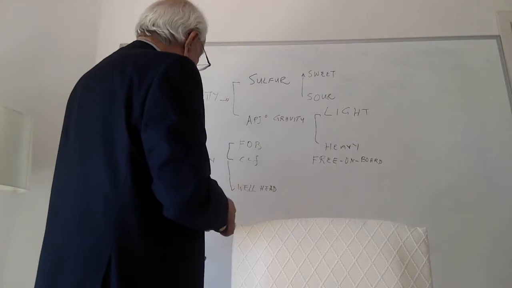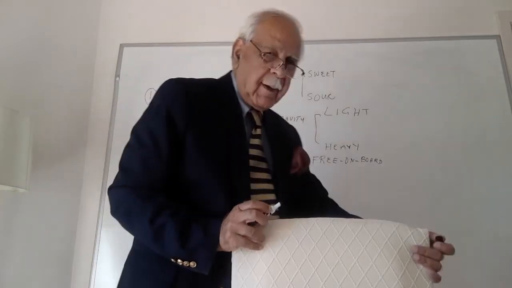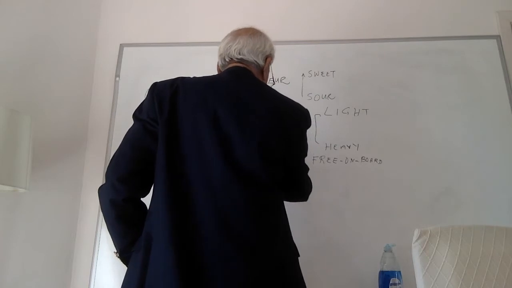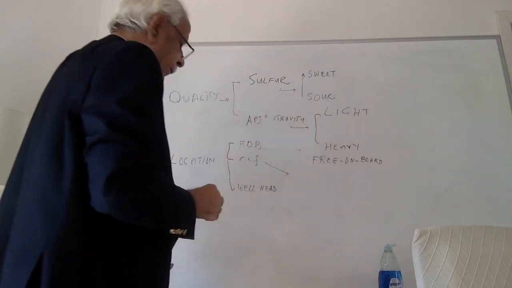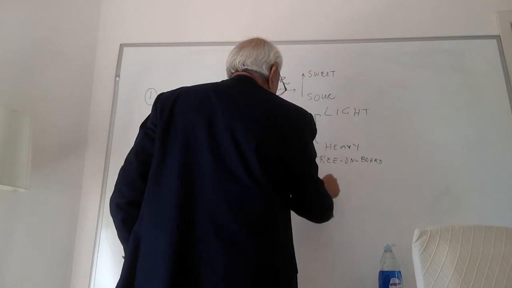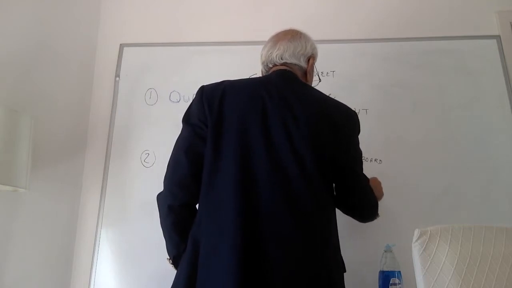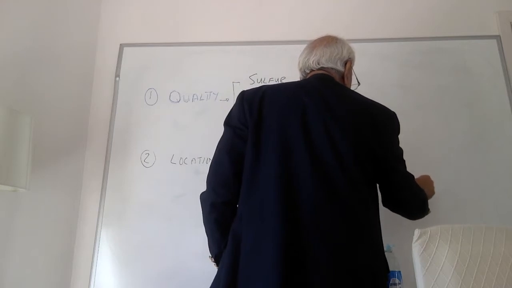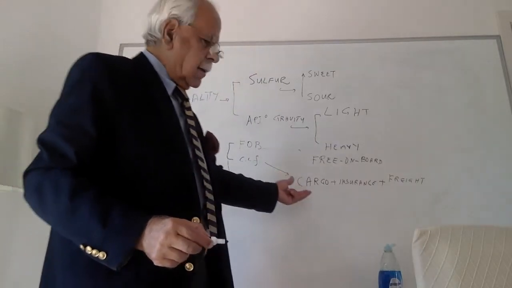Then there is CIF. You see the CIF? Free on board is this. API gravity is this. Sulfur content is this. CIF: C is cargo, plus insurance, plus freight. Cargo, insurance, freight. That is what the oil price per barrel is.